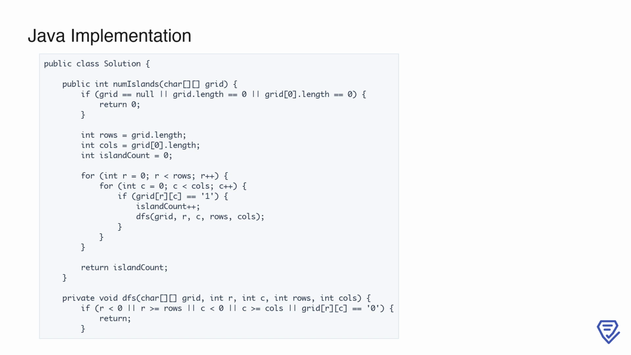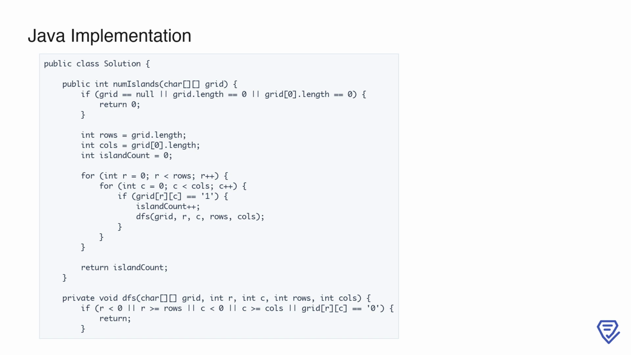Here, we start with the implementation of the numberIslands method, which takes a 2D grid of characters as input. First, we check if the grid is null or empty. If so, we return 0 since there are no islands to count. Next, we initialize variables for the number of rows and columns in the grid, as well as a counter, islandCount, to keep track of the number of islands we find.